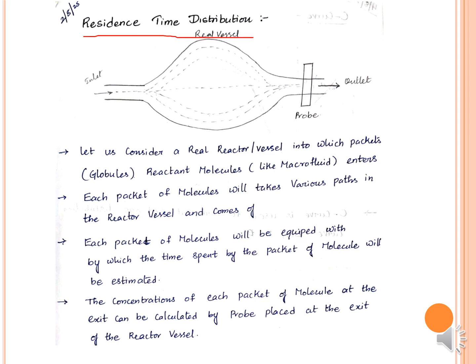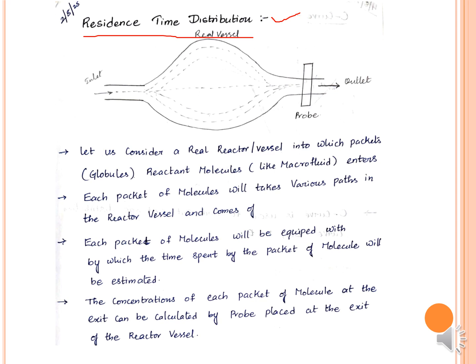Residence time distribution, RTD, is also called the exit age distribution. It is a real vessel; we are conducting experiments over a real vessel, which is why I have drawn an irregular shape here. We have an inlet of the reactants. A probe is introduced at the exit of the reactor, which measures the concentration at the outlet of the reactant substance by using parameters like refractive index, thermal conductivity, volumetric titrations, etc.